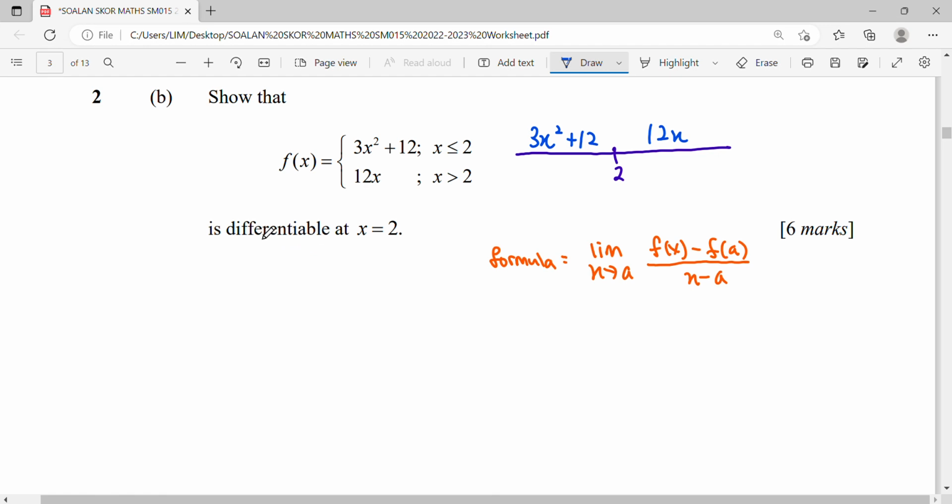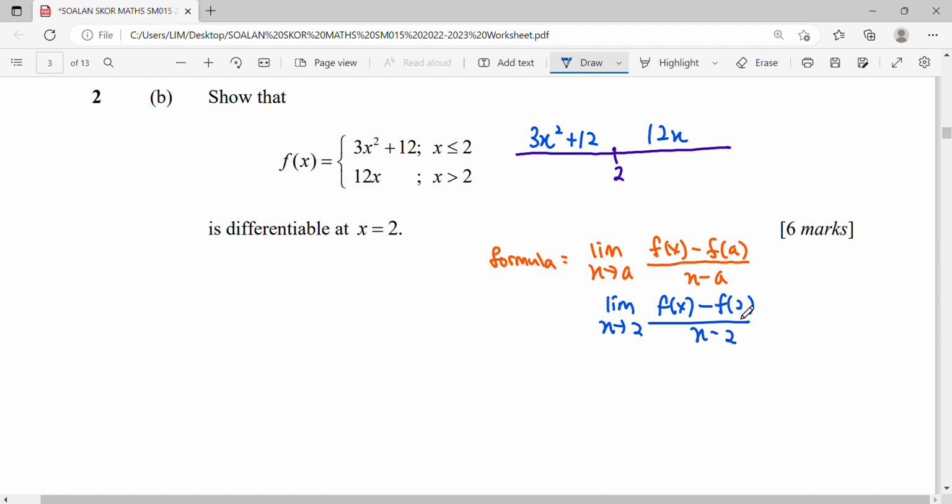When it's asking differentiable, it means they're asking for our first principle of differentiation using the concept of limit. So the formula of first principle will be equal to this, where our a will be the value of 2. So you have to find the limit as x approaches 2 of the function minus the coordinate of 2 over x minus 2. And we can notice that our function at the value of 2, left hand side and right hand side is different. So we have to do left hand side and right hand side separately. Then only we can conclude the limit for x approaches 2.